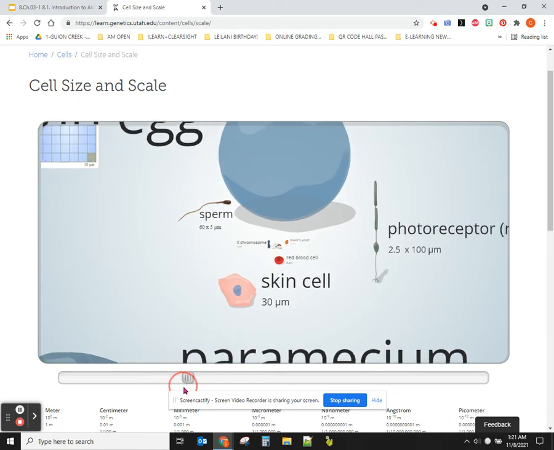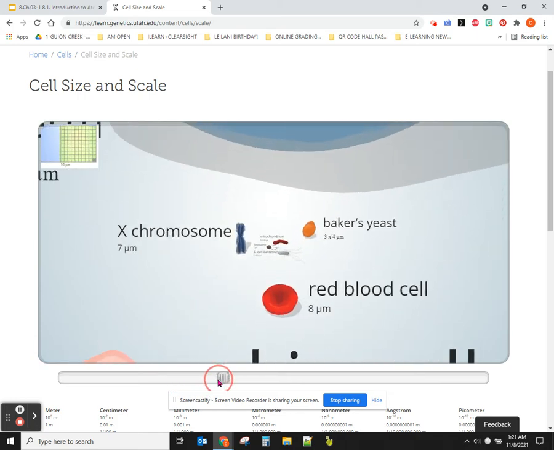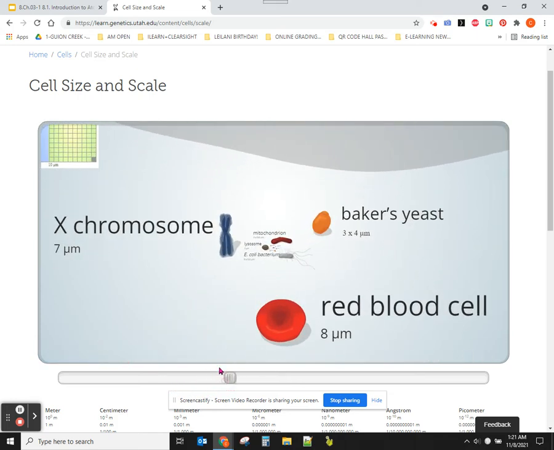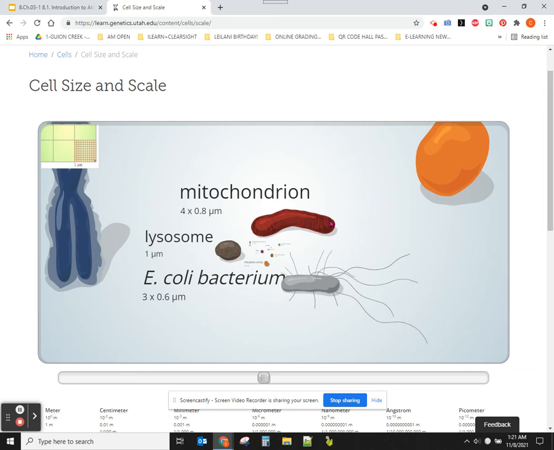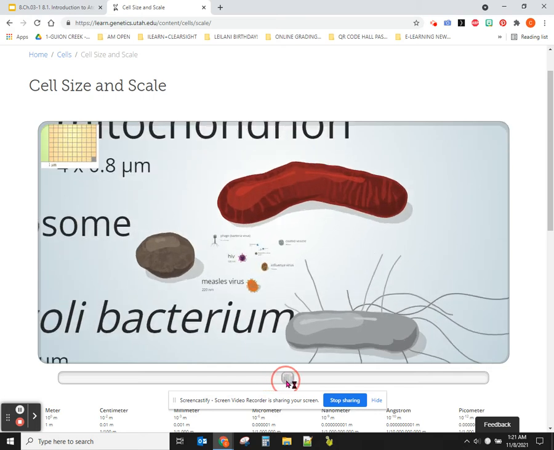Now, let's see that little red one? We're zooming in smaller, smaller, smaller. There's a red blood cell and then an X chromosome, baker's yeast, like it's in the bread that you eat. Then we're getting down to some smaller stuff. Here's a mitochondrion, which you may remember from when you learned about cells. They always call it the powerhouse of the cell. And then a bacteria, which is almost exactly the same size as a mitochondria. Lysosome, so there are some other little cellular parts.